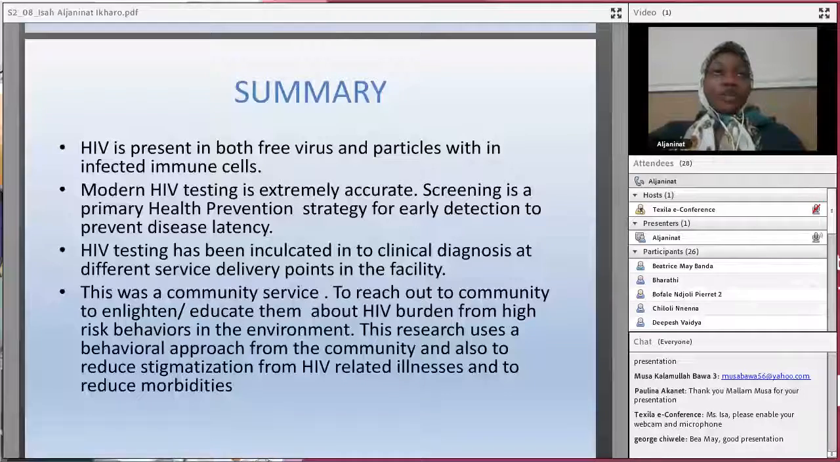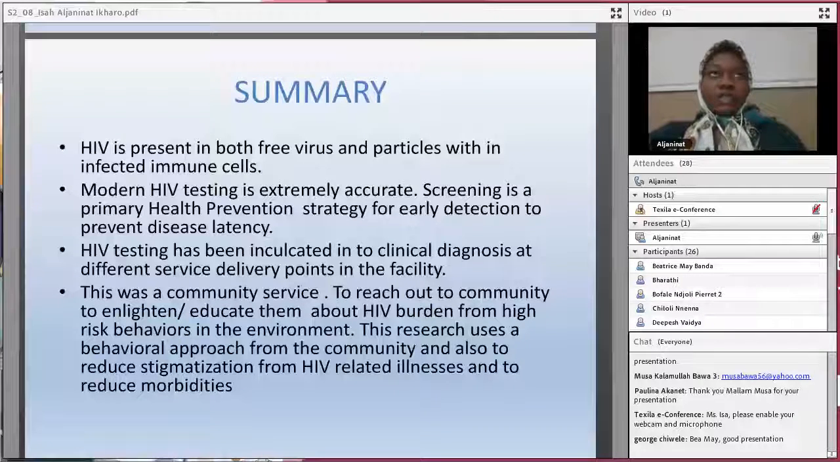Patients who came for other treatment like malaria and typhoid did not want to access HIV care. They did not want to get counseled, neither did they want to get tested. So it was more like a social behavioral approach to give back to the community.